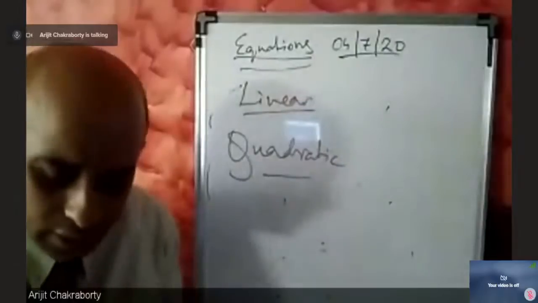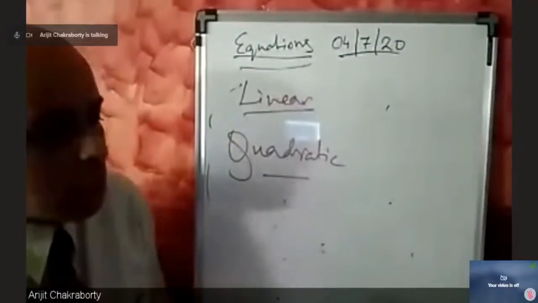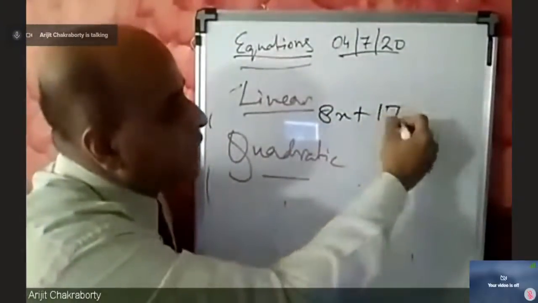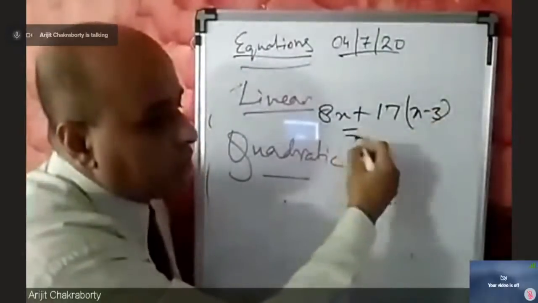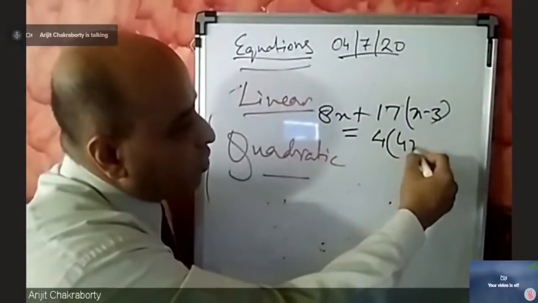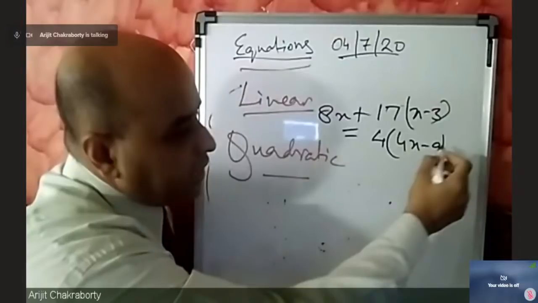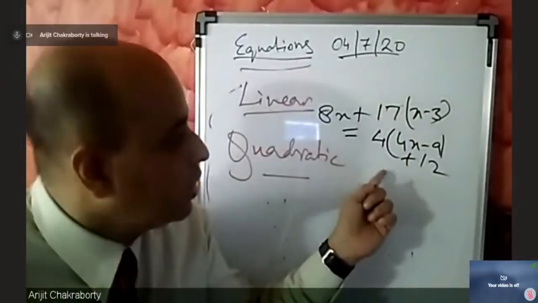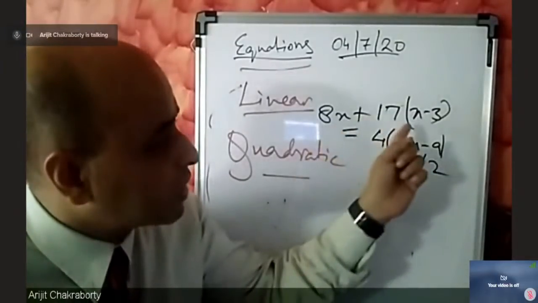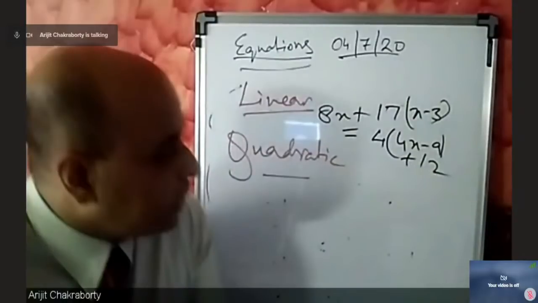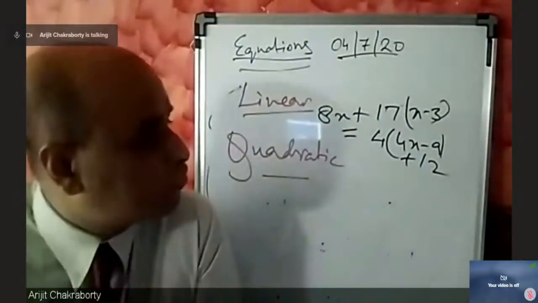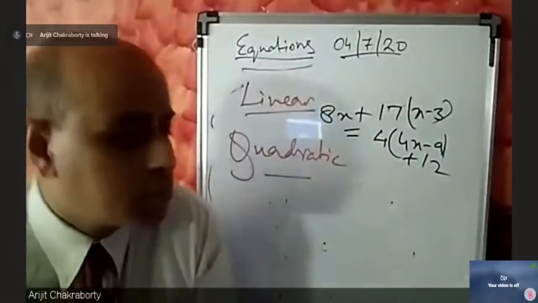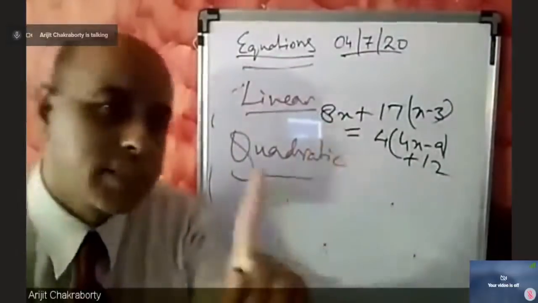If I write the equation, say for example, 8x plus 17 into x minus 3 equals 4 into 4x minus 9 plus 12. Please see that in this expression, 8x plus 17 into x minus 3 equals 4 multiplied by 4x minus 9 plus 12. In this expression, if you see, the power of x is 1.